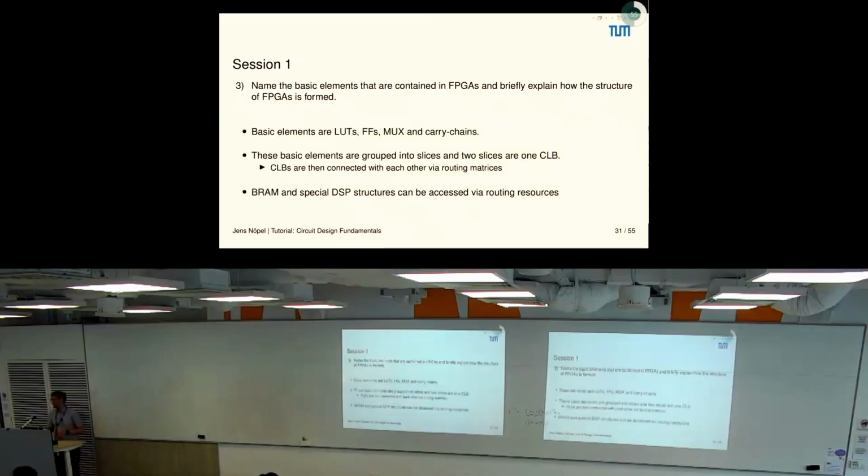Yeah, that's true. So the basic elements are LUTs, flip-flops, muxes, and carry chains. If you already have the solutions open from yesterday, then that was an easy task. These elements are grouped together in so-called slices, and 2 slices can be found in one CLB. They are connected to each other with the routing resources or the routing matrix. There are also special elements like BRAM and DSP structures. They can be accessed via the routing resources and used for building up the functionality.